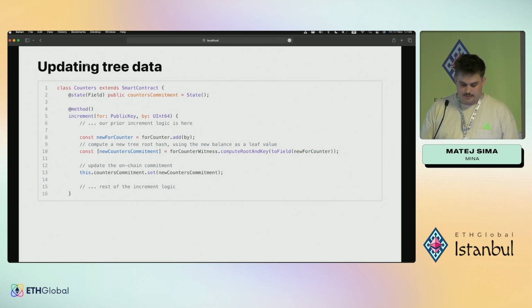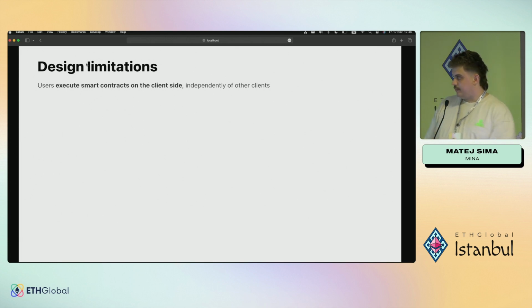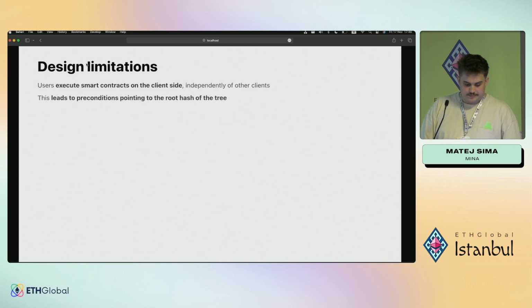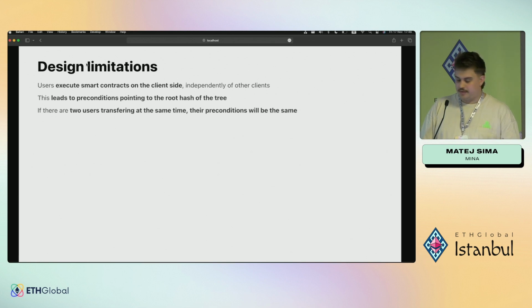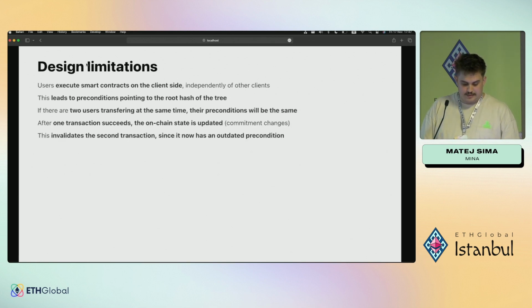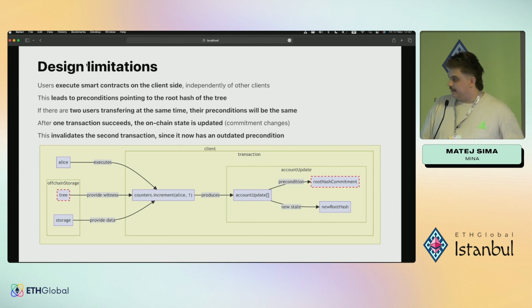So pretty straightforward. Now, we have to go back to the design limitations of preconditions we were discussing before. Since now everybody is working with the same Merkle tree of data, they have to work with the same root hash of data. So if there are two clients trying to update the data concurrently, only one of their transactions will be valid, because the second one will get invalidated due to preconditions. So again, preconditions pointing to the root hash of the tree cause issues for users transferring. And that's a diagram showcasing the precondition interaction.